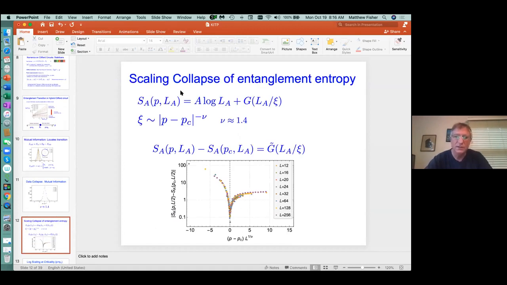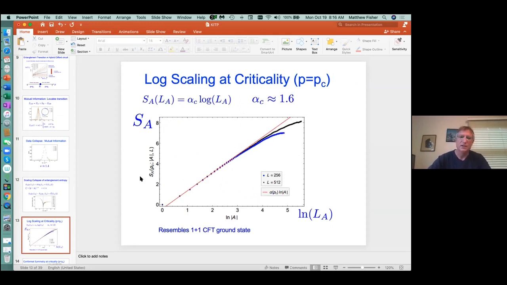One can also look at scaling collapse of the entanglement entropy itself. What's plotted here is the entanglement entropy at different system sizes and measurement frequencies, subtracting off the value at the critical point, plotted versus L_A divided by xi, where xi is assumed to diverge with an exponent nu. With that same exponent nu of 1.4, one finds a nice data collapse. So one seems to have a really nice phase transition with scaling.